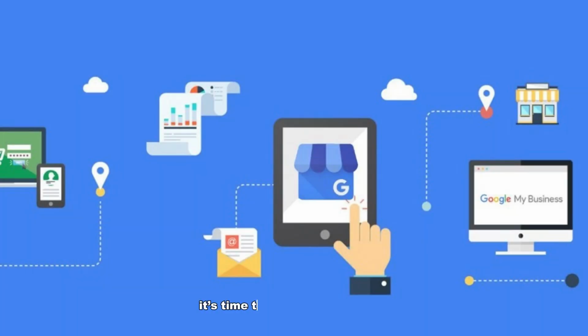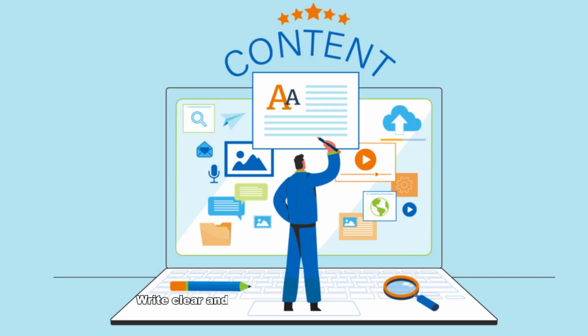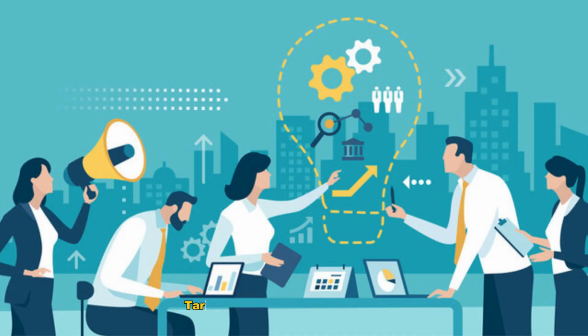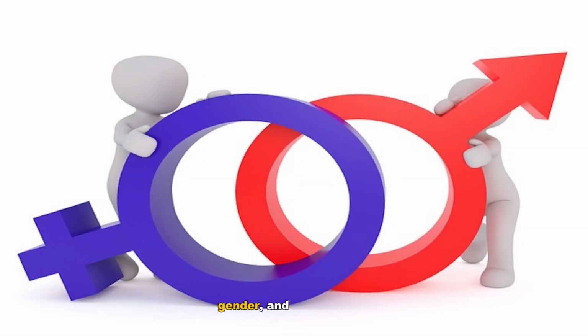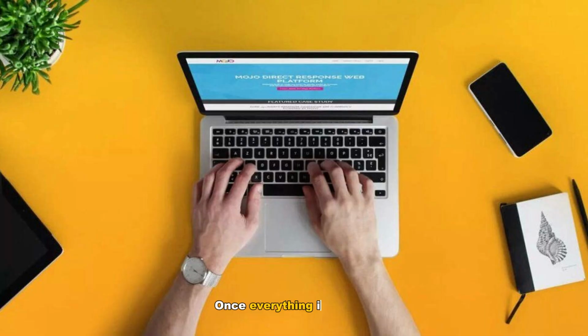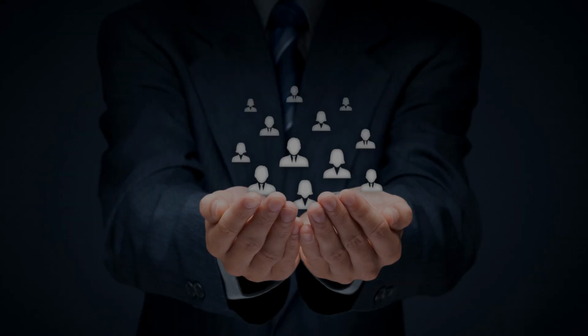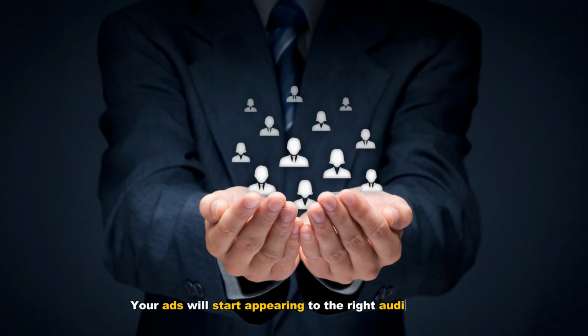Now, it's time to create your ads. Write clear and engaging content that highlights what makes your business special. Target your audience effectively. You can choose who sees your ads based on location, age, gender, and interests. Once everything is set, launch your campaign. Your ads will start appearing to the right audience.